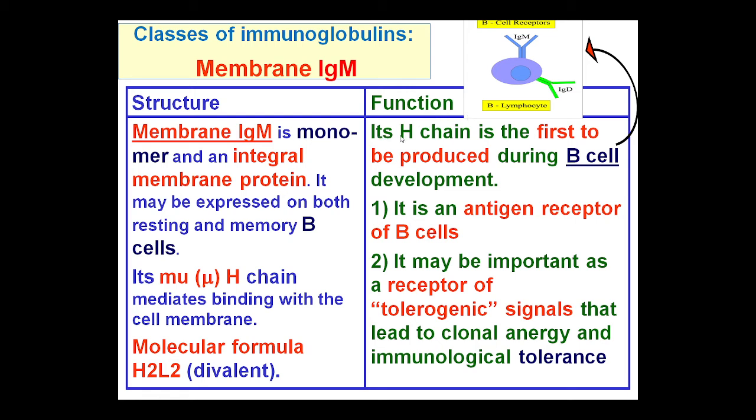Biological role, function. IgM is the first of these immunoglobulins to be produced during B cell development, and it peaks in the primary response. The first peak is the peak of immunoglobulin M. It's an antigen receptor for B lymphocytes. This is a major function. We talked about this. And immunoglobulin M may be important as a receptor of the tolerogenic signal that leads to clonal anergy and immunological tolerance.